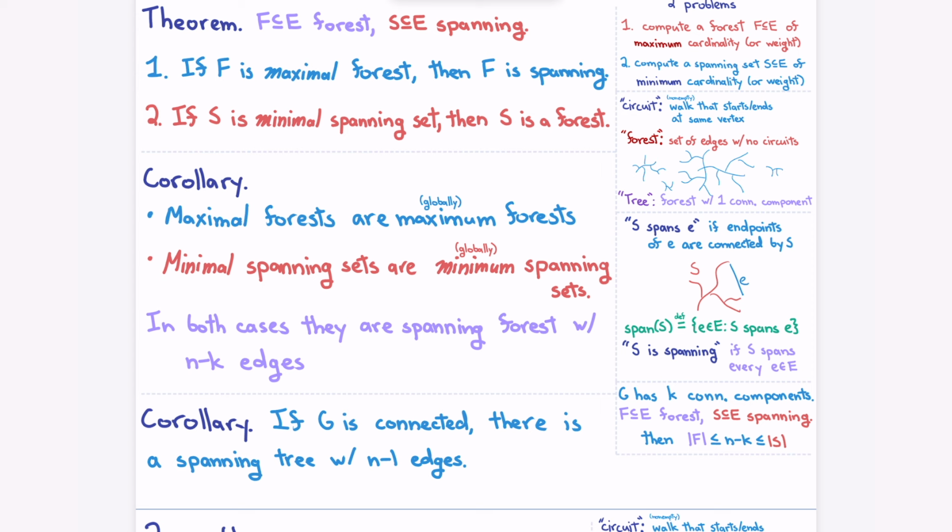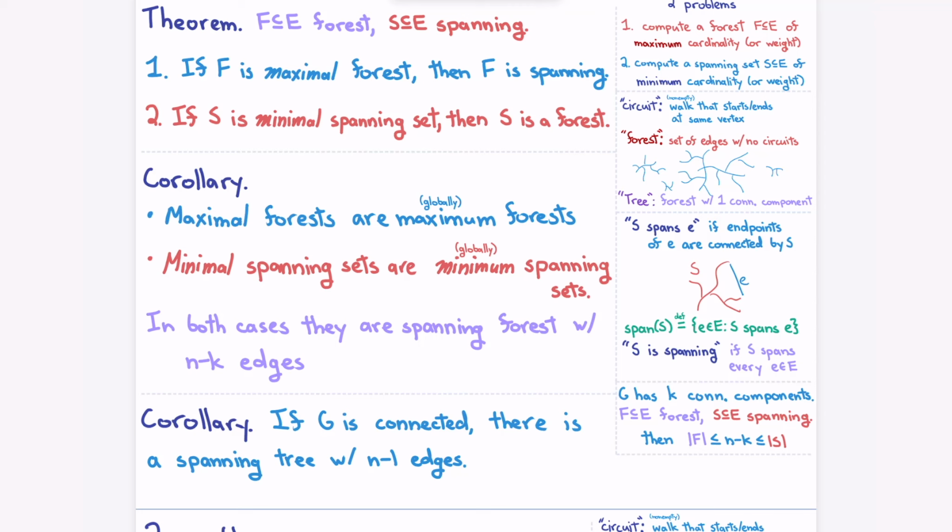But in that way, we've shown that maximal is maximum for forests, minimal is minimum for spanning sets, and that tells you that a simple greedy algorithm would have worked. Because it's very easy to get a maximal forest. I just keep adding edges until I can't. And it'll tell you that then you're also done. You got the true answer. So this is a rare situation where greedy works, but it required a lot of care to justify that greedy works.